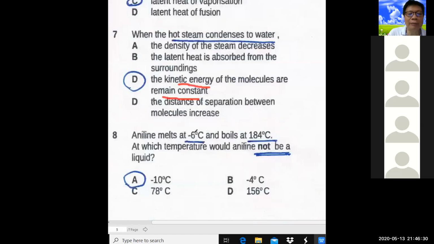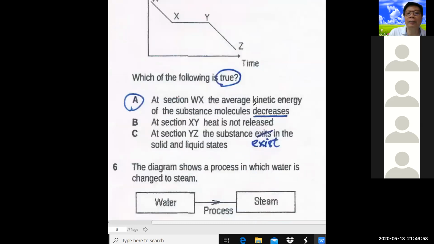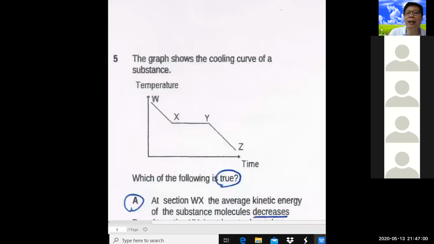All right, number 8. Aniline melts at -6 and boils at 184. This is the melting point and this is the boiling point. So at which temperature is it not a liquid? Not a liquid means it has not melted yet. So the answer is -10. Lower than -6 means it hasn't melted, it is still solid. So the answer is -10. All right, question 9.